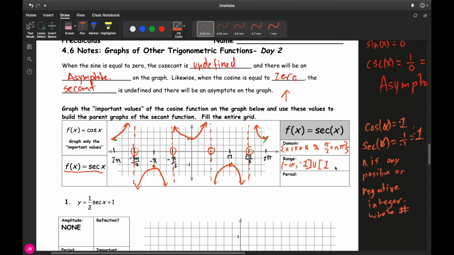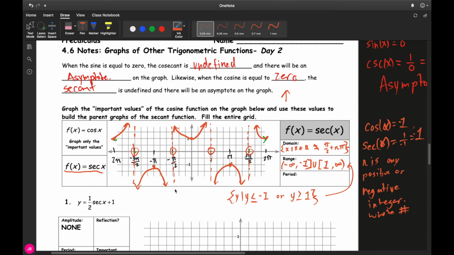From a +1 all the way to a positive infinity with a parentheses. Now, there is another way to write that range. You can go ahead and say it's a set of y's such that y is, we could say, less than or equal to -1, comma, or y is greater than or equal to a +1. So both of these should work.